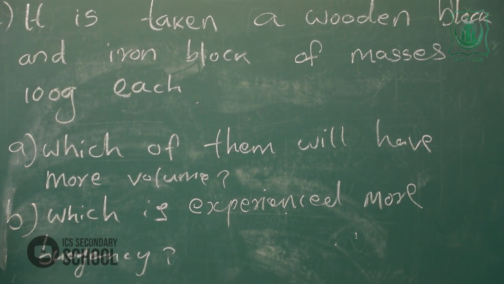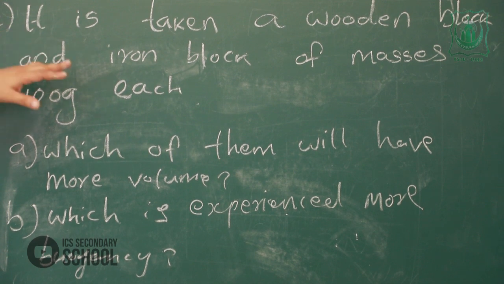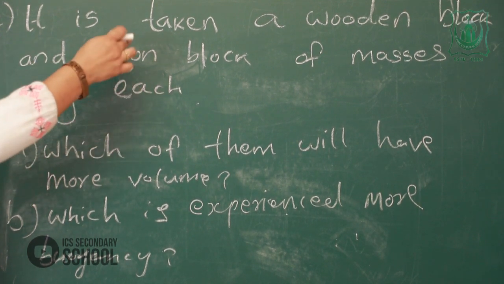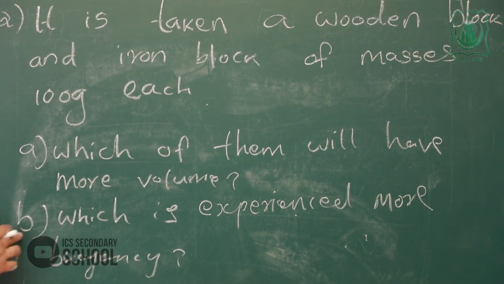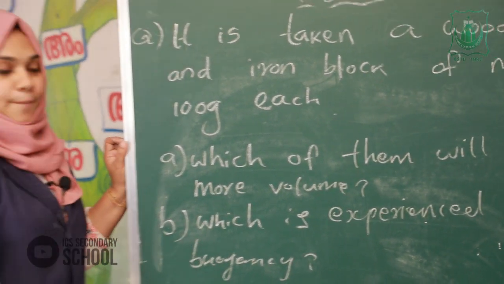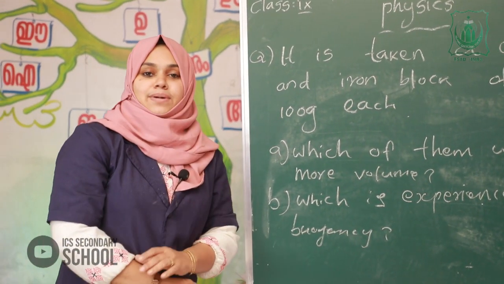All of you understand the question? A wooden block and an iron block of masses 100 gram each, same mass. Which of them will have more volume? And B question, which experiences more buoyancy? Okay, all of you must do this work.